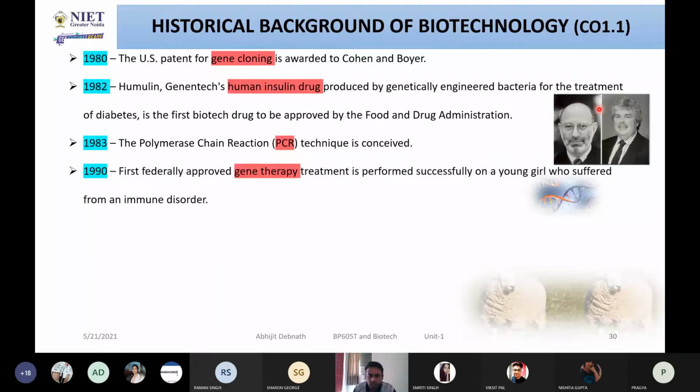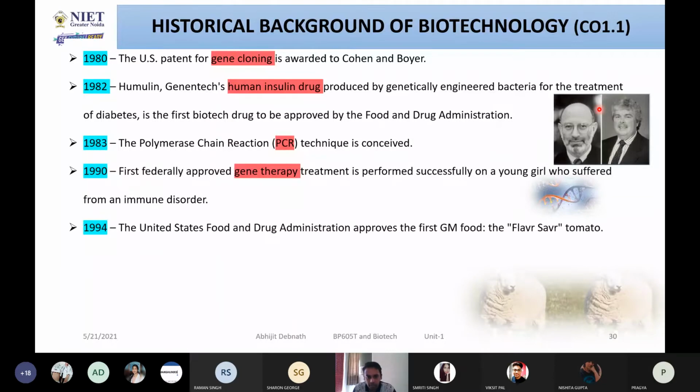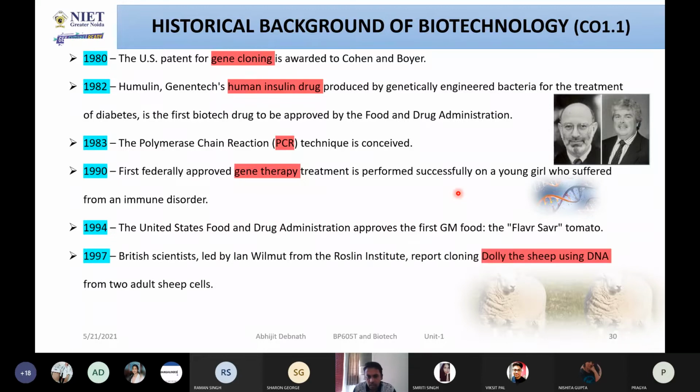After that, gene therapy was approved, and right now gene therapy is being used for many diseases. And then you have seen the word GM, genetically modified food, GM food. The tomato was the first food that was modified. Then Dolly, a sheep, was cloned.